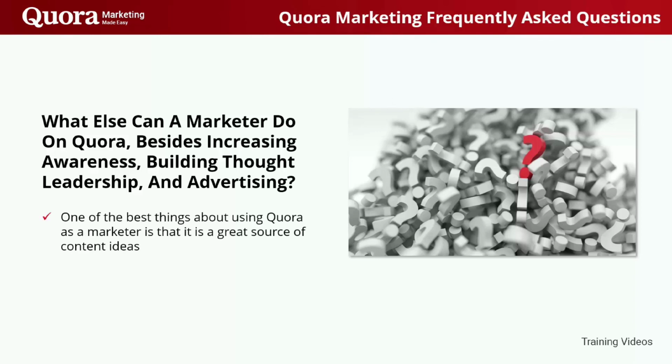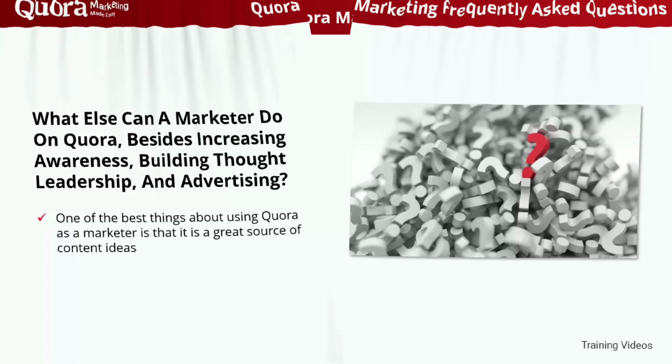One of the best things about using Quora as a marketer is that it is a great source of content ideas. By checking the content created by top contributors in the categories that you follow, you will be able to see content from their personal point of view, which will allow you to create great content pieces with a more emotional touch, which is great for storytelling in content marketing.